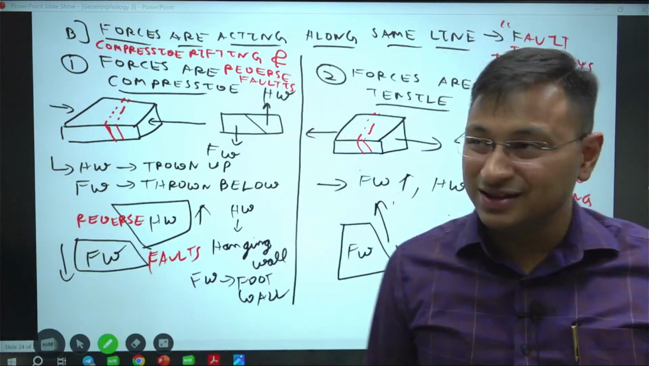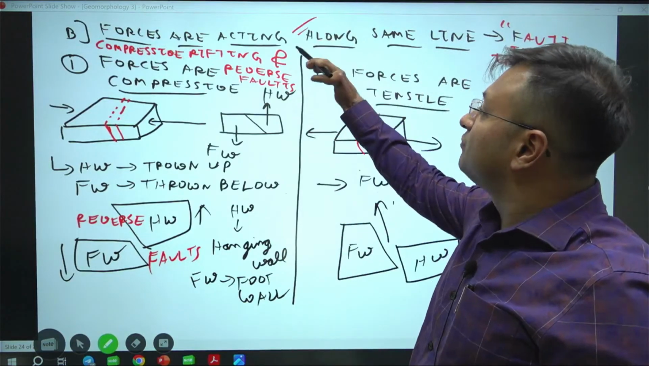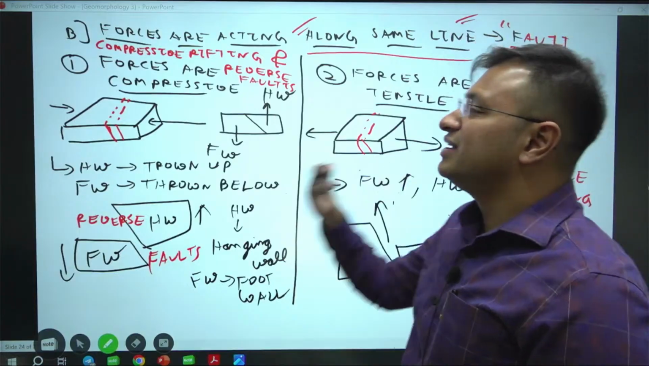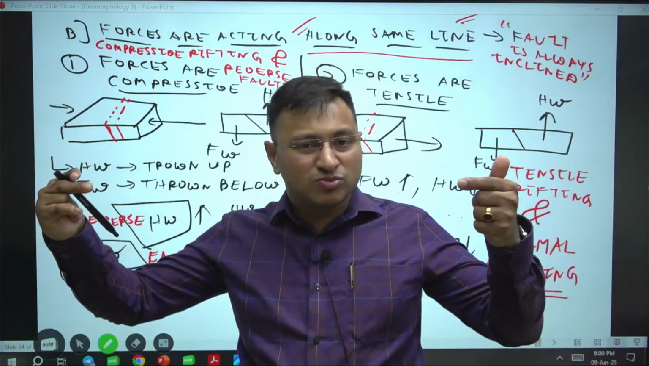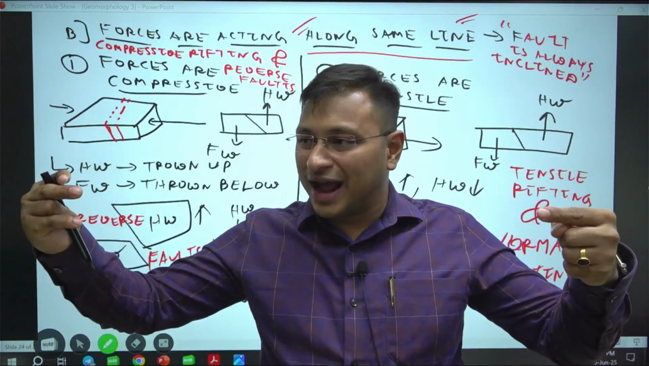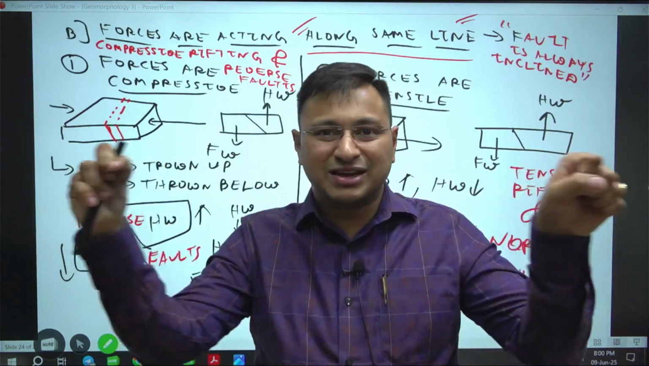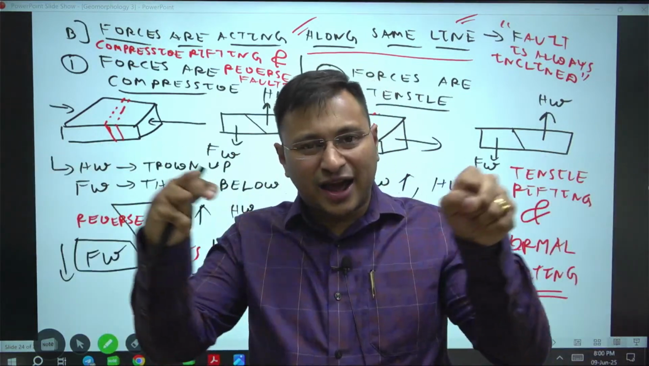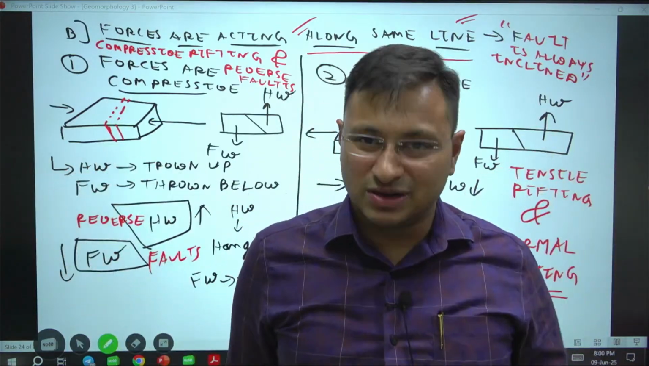So now let us try to understand case B, where the forces are acting along the same line. Sir, acting along the same line in the sense that if this is the block, both of the forces are acting along the same axis. So you can have tangential forces of compression or tension. You can either have the crust being stretched or you can have the crust being compressed.